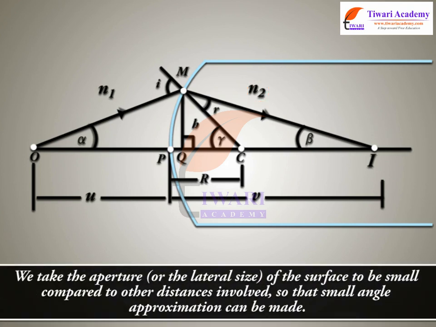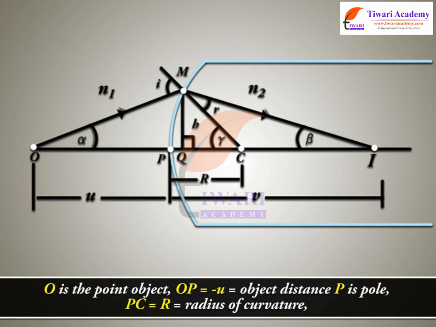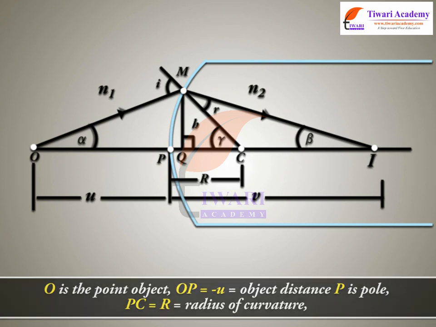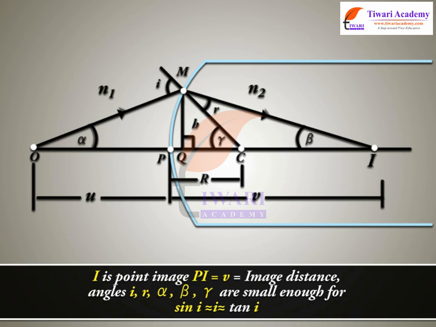We take the aperture or the lateral size of the surface to be small compared to other distances involved, so that small angle approximation can be made. O is the point object, OP is equal to minus u, the object distance. P is the pole, PC is equal to R, the radius of curvature. I is the point image, PI is equal to v, the image distance.